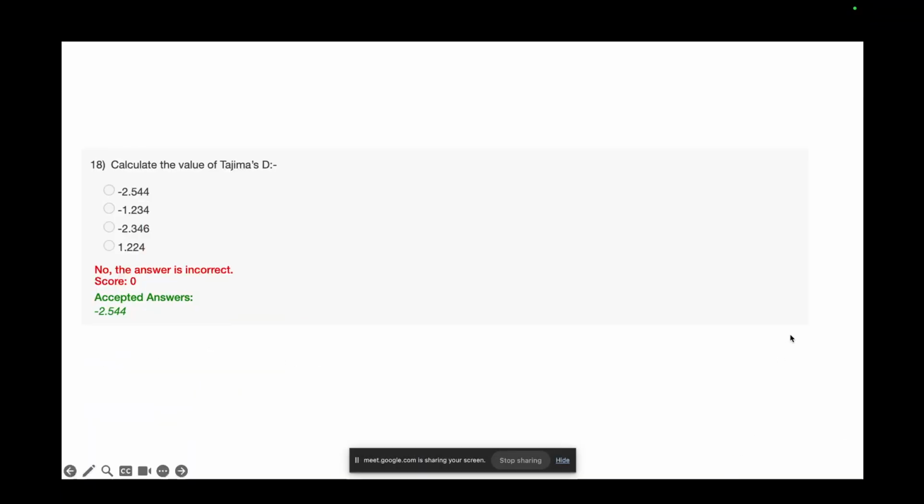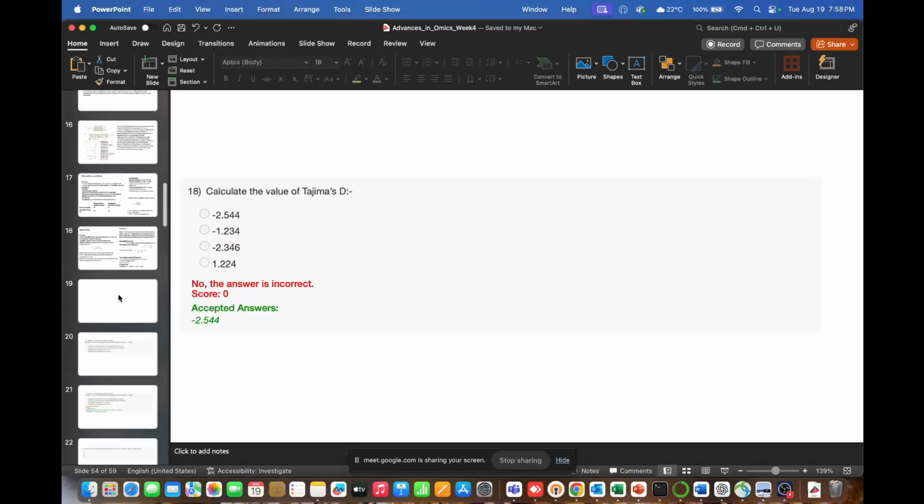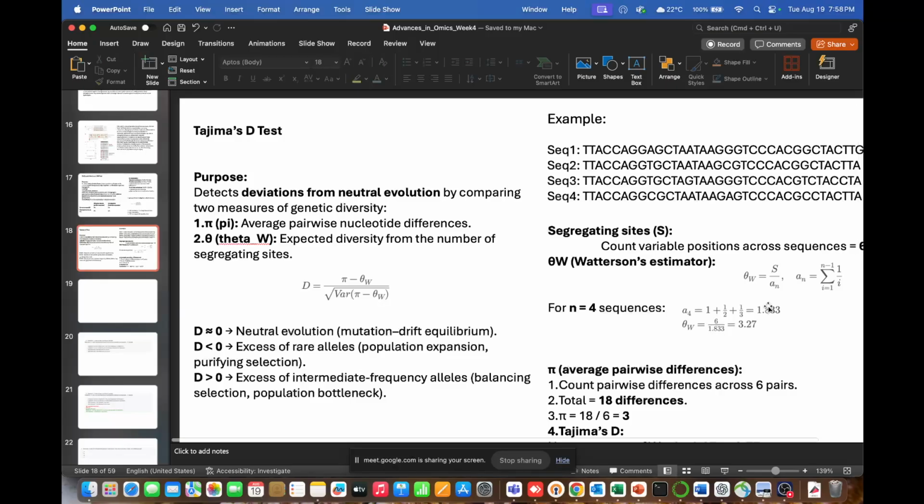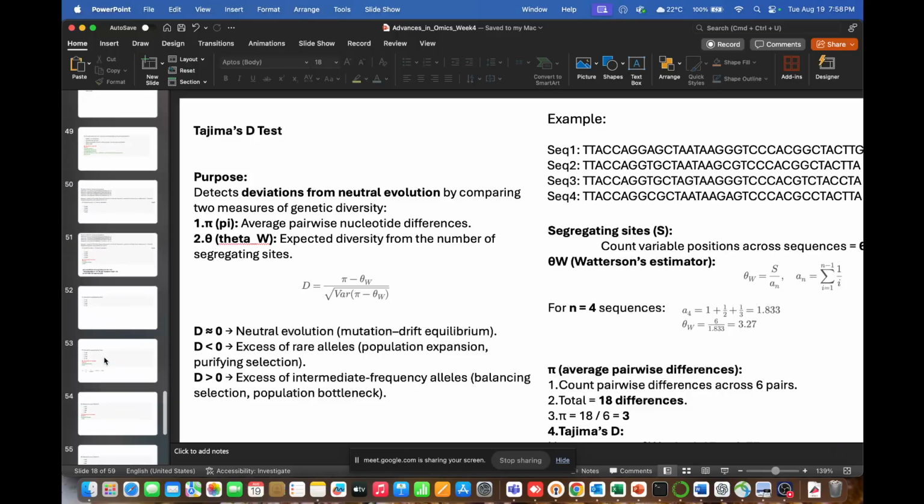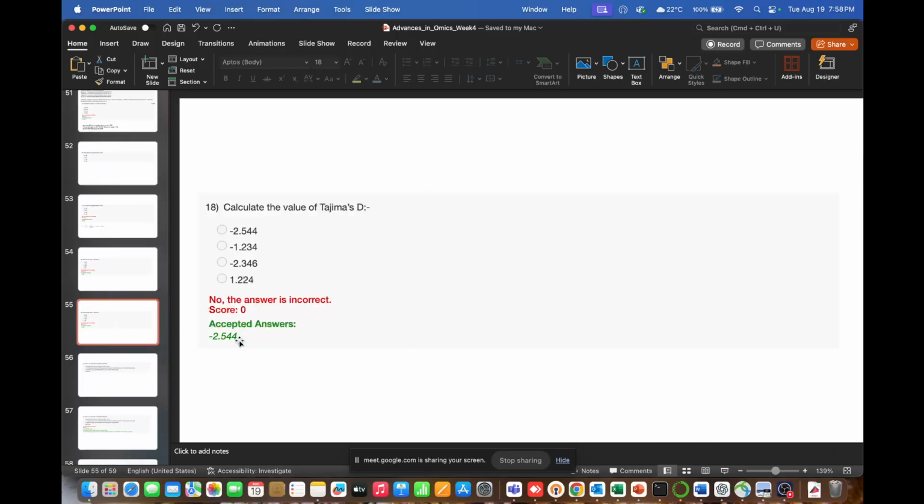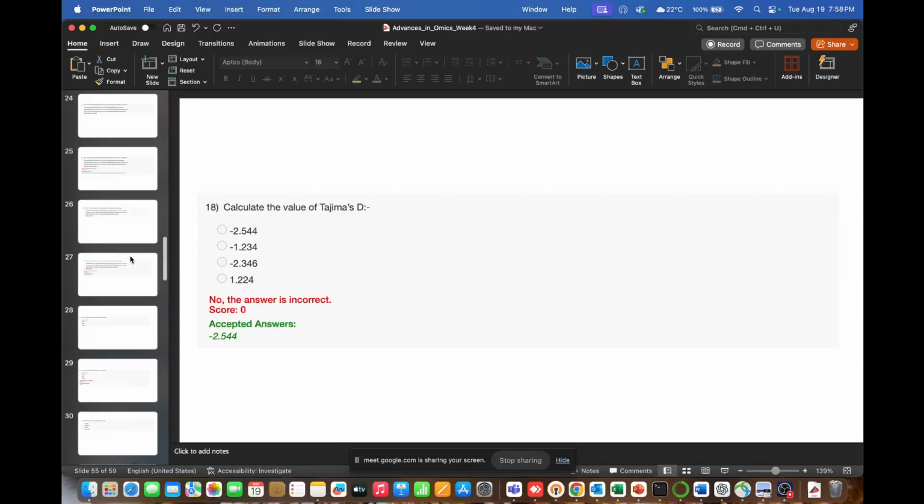Okay. And finally, if you want to find Tajima's D, again going back to the formula, D is basically pi minus theta w divided by the square root of the variance of pi minus theta w. You have found pi and theta w. You have to find the variance across the 4 different sequences, and take the root over that. So if you do that, it comes to around, I think, negative 2.544. So just plug in the values in the formula, you will get the answer. I think it won't be an issue.